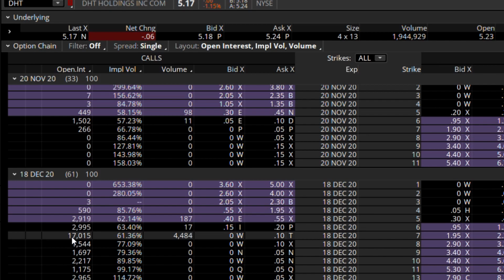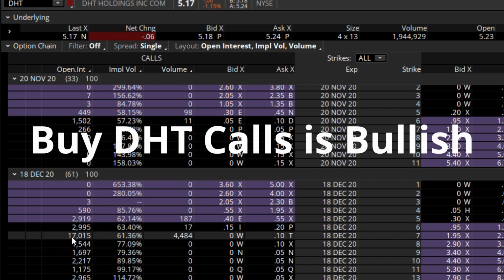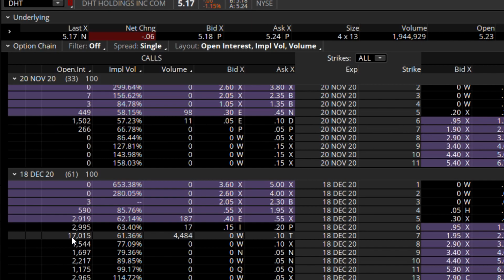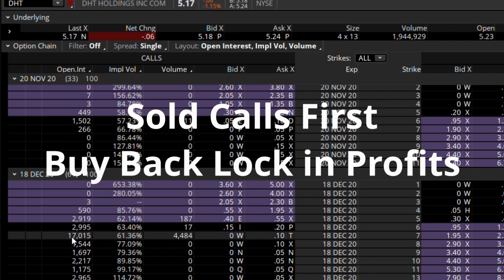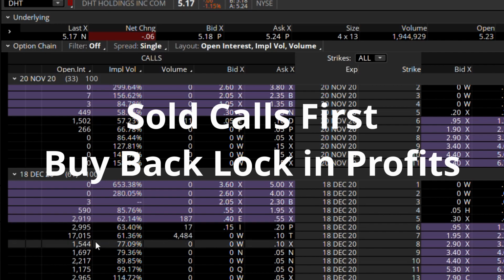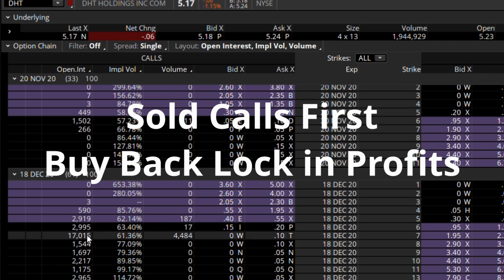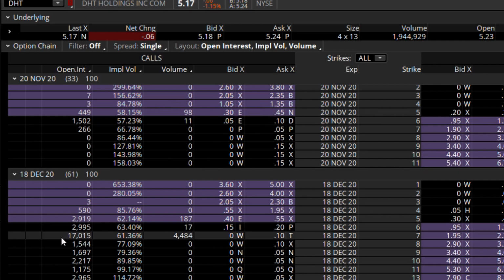Now, if someone's buying 4,507 calls in December when the stock's at $5 and they're paying 70% implied volatility, why are they doing that? Why are they paying up? Those are not cheap. So they either know something and they're betting the stock's going to fly, or they sold those calls earlier. So that's what we don't know. We know they were a buyer. We don't know if they're closing or opening their position.